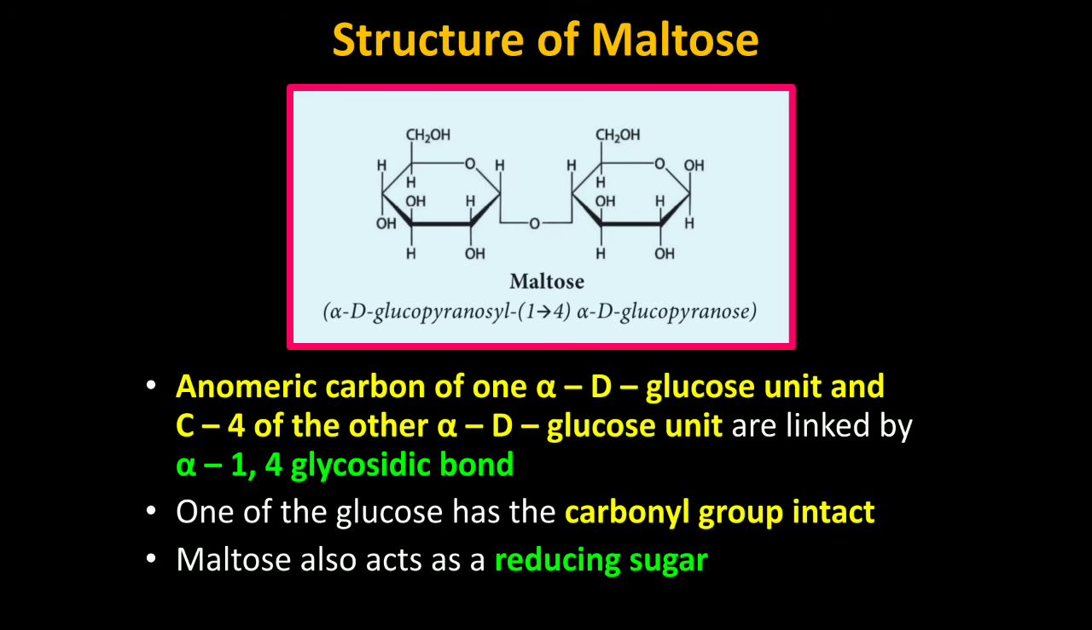See that this is the structure of maltose, and maltose is made up of two glucose molecules, and the linkage between the two glucose molecules is an alpha 1,4 glycosidic bond. Here the glycosidic bond is between the anomeric carbon of one glucose and C4 of the other glucose unit. So one of the aldehyde carbons is not involved in the glycosidic bond. Hence, maltose retains the reducing property. So maltose is called a reducing sugar.